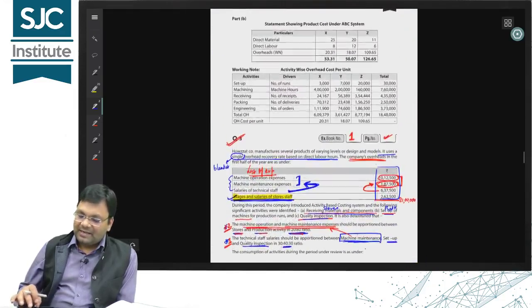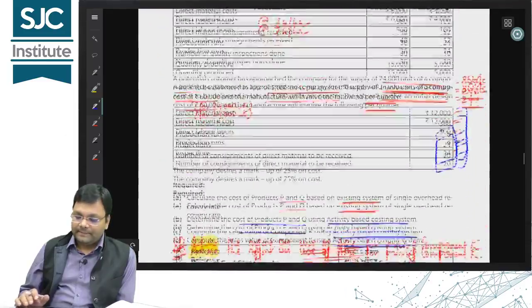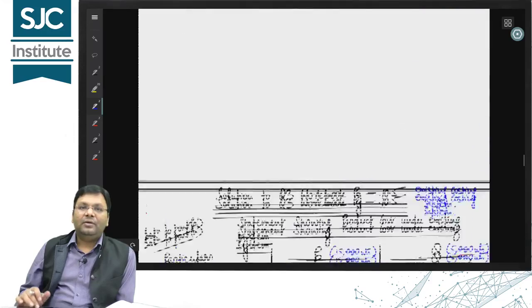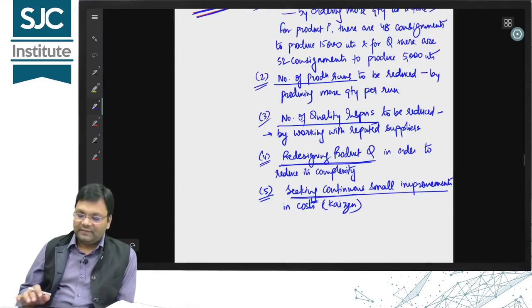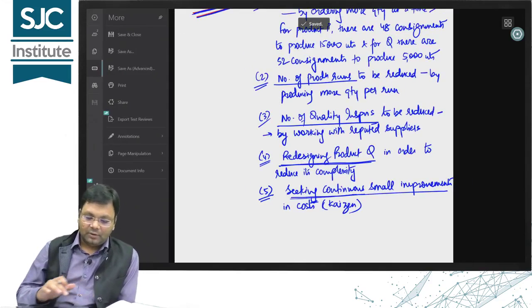So with this I have completed this question fully. This is a master question which covers everything about activity based costing. All right, so I'm expecting that you will do all the remaining questions of this workbook by yourself. So let us switch to our next concept to be discussed.